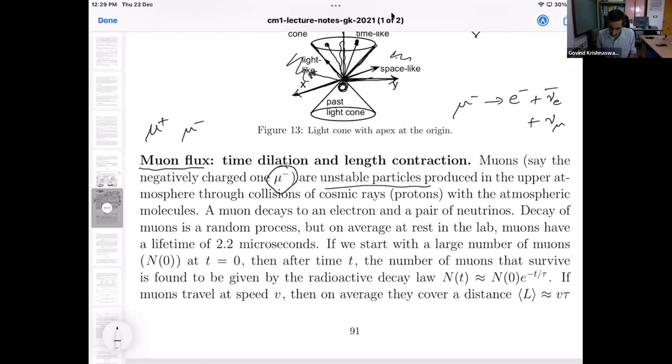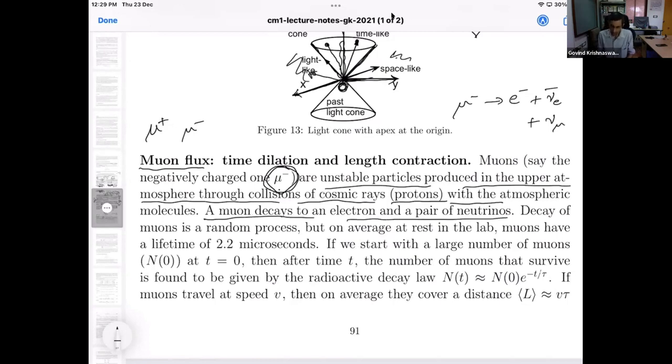Now these muons are produced in the upper atmosphere through bombardment of the nitrogen, oxygen, and other molecules by cosmic rays. By cosmic rays, we mean protons, which are coming from outer space. So when these protons come and bombard, you have these collisions, and these muons are produced as byproducts of these collisions. Now, as I just said, a muon decays to an electron and a pair of neutrinos.